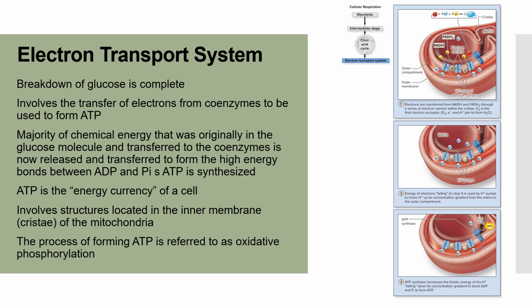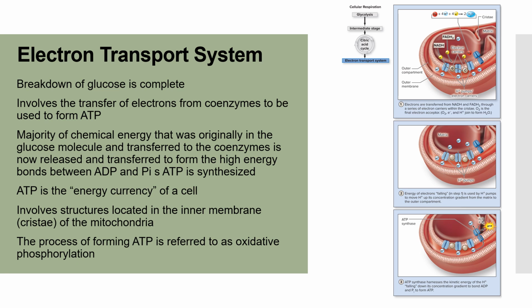ATP is considered the energy currency of a cell. It provides energy for various cellular activities. Structures involved are located in the inner membrane, also known as the cristae of the mitochondria. The process of forming ATP using the energy from electron transfer is referred to as oxidative phosphorylation.